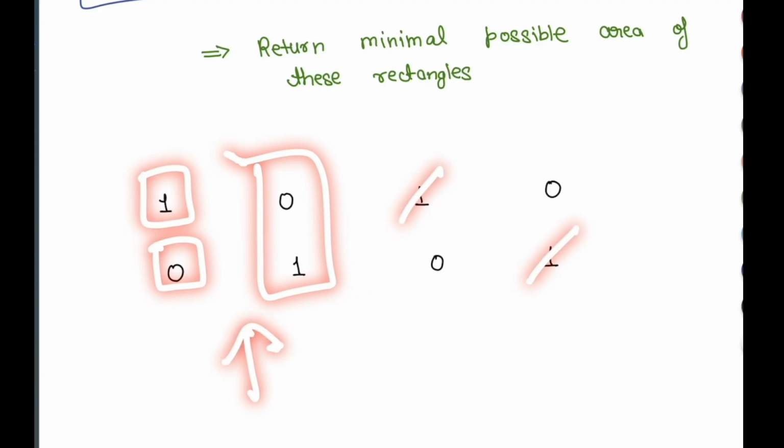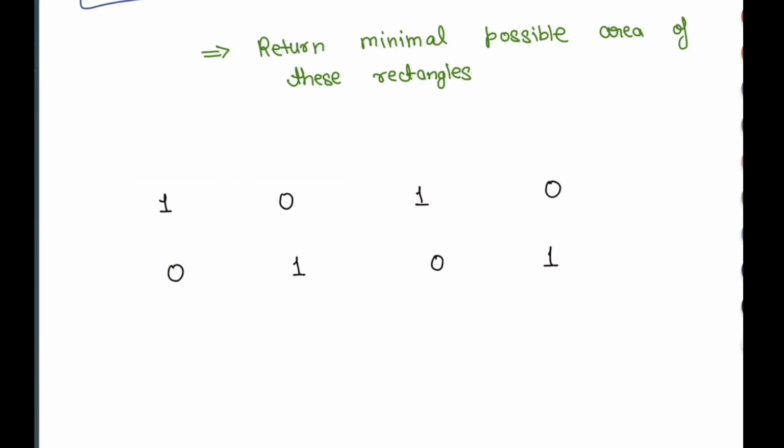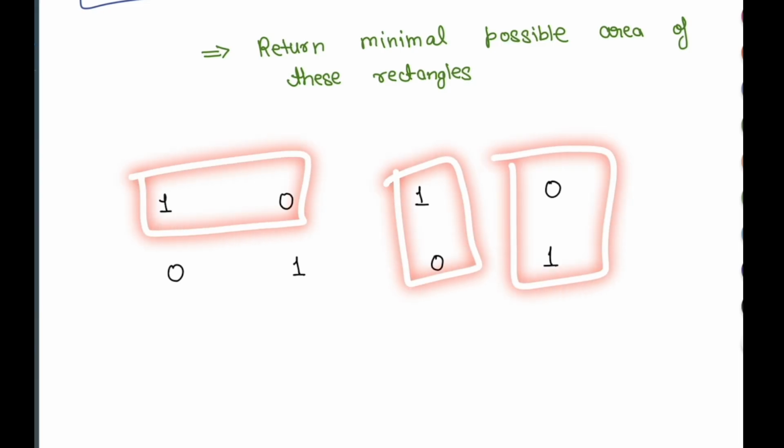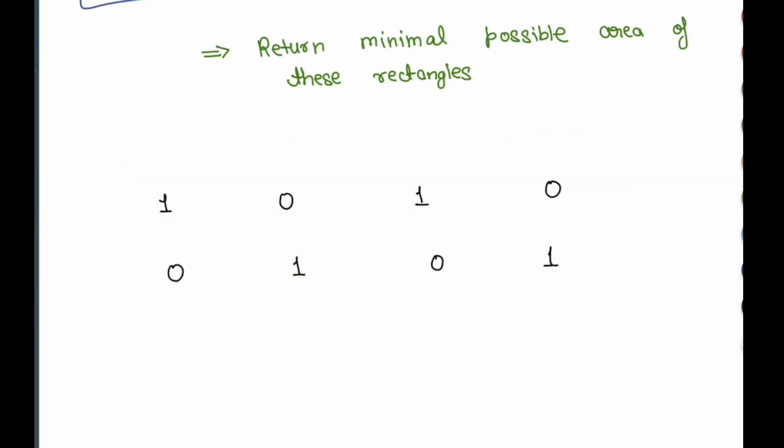So we have these two ones not covered, right? Then we will try some other combination. This is my rectangle 1, this is 2, and let us say this is 3. Still we are not able to cover all the ones. So we are going to brute force all the different possible combinations of rectangles which we can use to cover them.